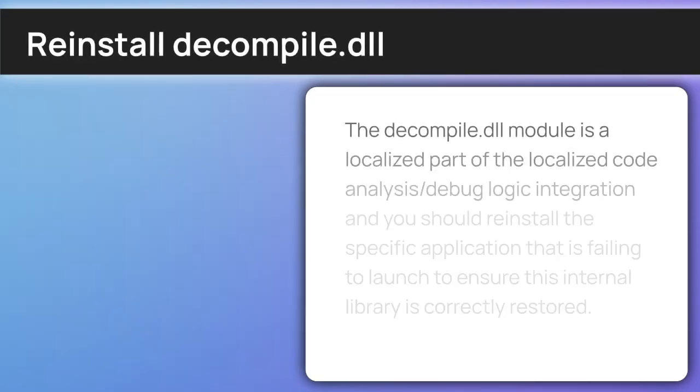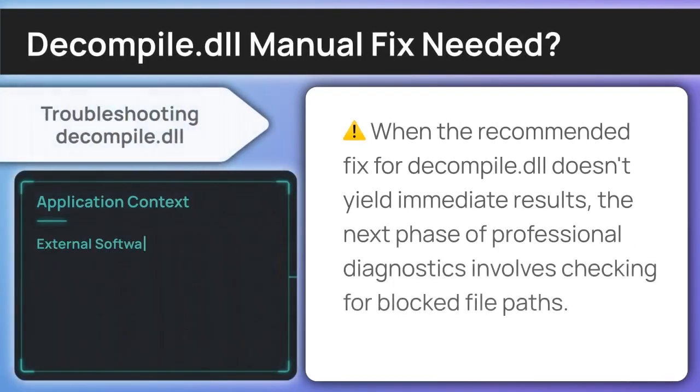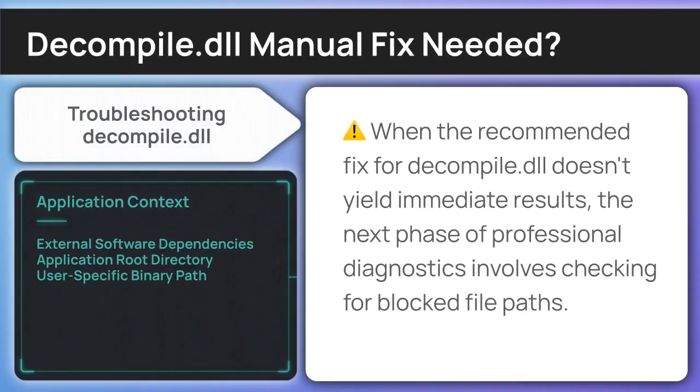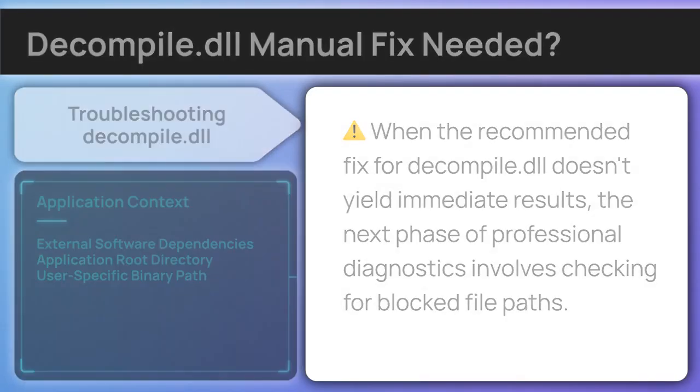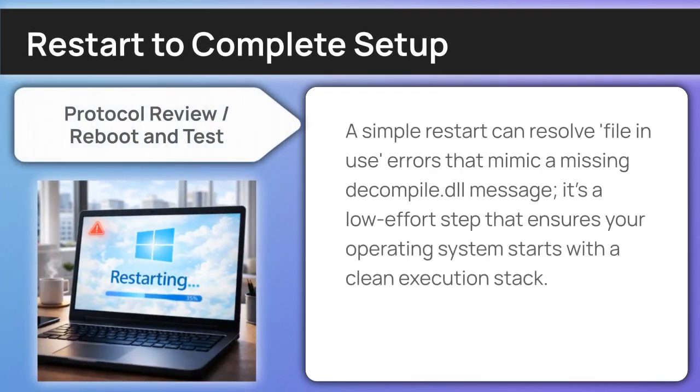The Decompile Library DLL module is a localized part of the localized code analysis / debug logic integration, and you should reinstall the specific application that is failing to launch to ensure this internal library is correctly restored. If the error persists despite the new library files, we must verify if a simple synchronization conflict is preventing the file from loading. A quick system restart is a practical way to ensure that all shared libraries, including Decompile Library, are being loaded correctly into the current session's memory.